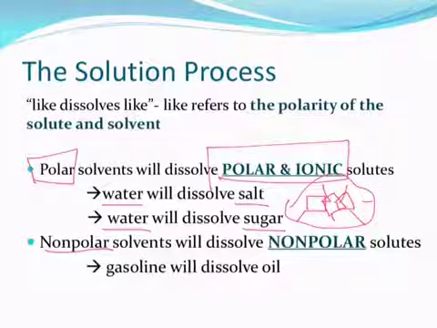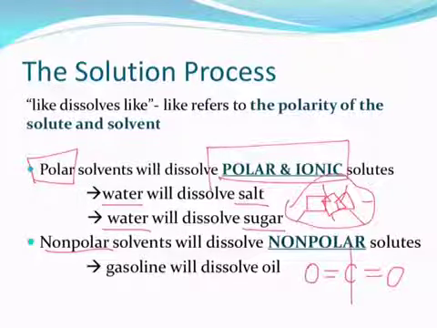Nonpolar means it looks alike all the way across. So if you looked at a chemical like carbon dioxide, oxygen double bonded to carbon, double bonded to oxygen, if I split it in half, it's symmetrical. Split it in half again, it's symmetrical.